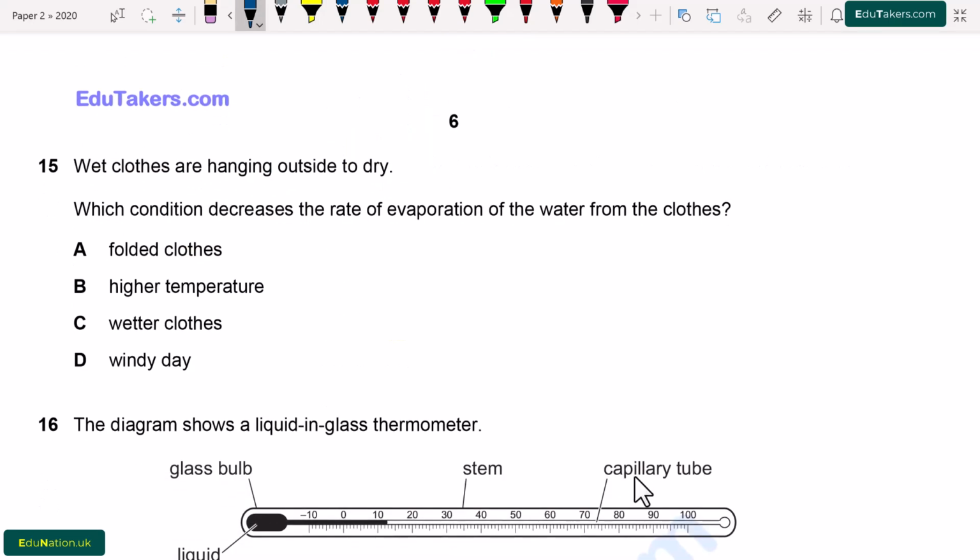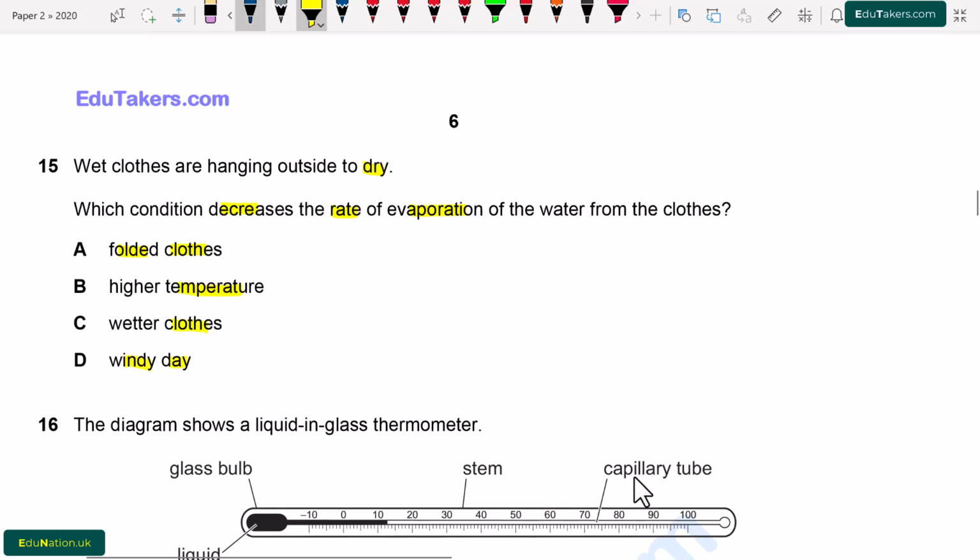Question number 15. Wet cloths are hanging outside to dry. Which condition decreases the rate of evaporation of the water from the cloth? So here, the rate of evaporation decreases. How does the rate of evaporation decrease? Option A, folded cloths. B, higher temperature. C, wetter cloths. And D, windy day.